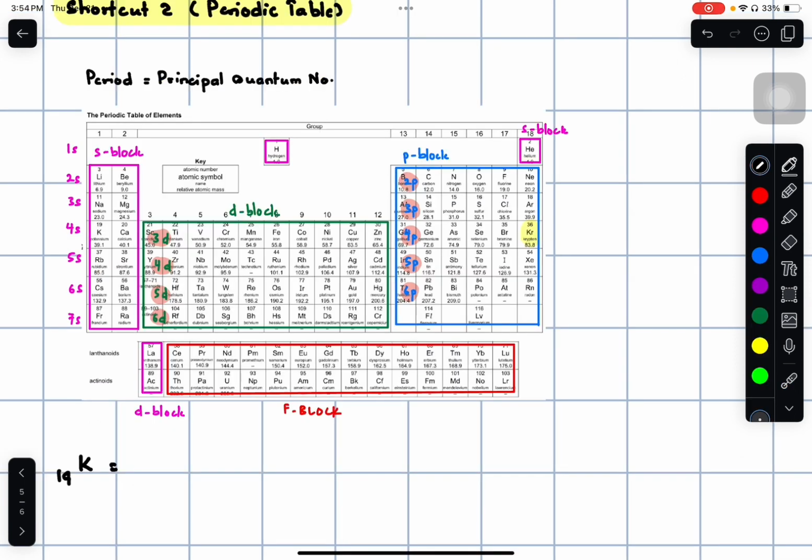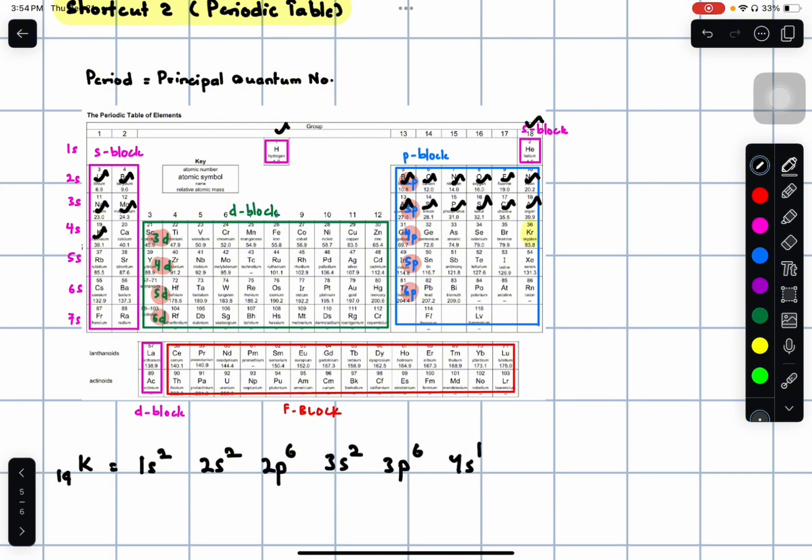So this is how we're going to start out. 1s1, 1s2. Then we have 2s1, 2s2. Then afterwards, we're going to have 2p1, 2, 3, 4, 5, 6. 2p6. Then we'll have 3s1, 2. Then we'll have 3p1, 2, 3, 4, 5, 6. Then we'll have 4s1, which is potassium that we want here.